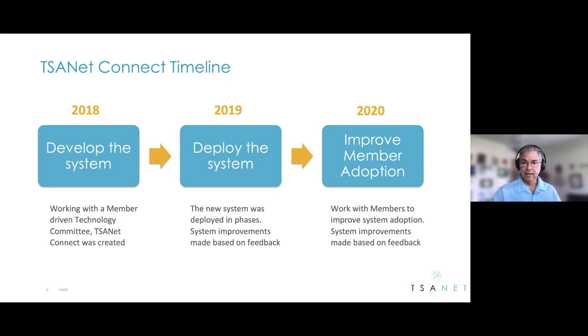2019 was spent deploying that system. What we did was not a hot cut, so to speak. We slowly deployed the system during the course of the year, slowly bringing on more and more members. We had two systems running in parallel. We spent most of 2019 refining the system, making sure it was working well before we brought on the next batch of members. That brings us to this year, where our focus is to improve member adoption. At this time, 100% of the members are on the TSANet Connect system, and I'll give you a good status update on where we are now.